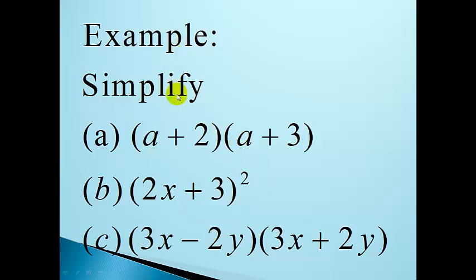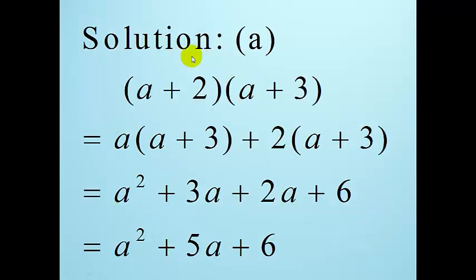Now example, simplify. A, a plus 2 times a plus 3. B, 2x plus 3 all squared. C, 3x minus 2y and 3x plus 2y. Let's look at the solution.